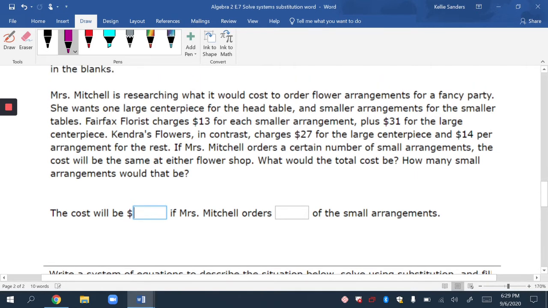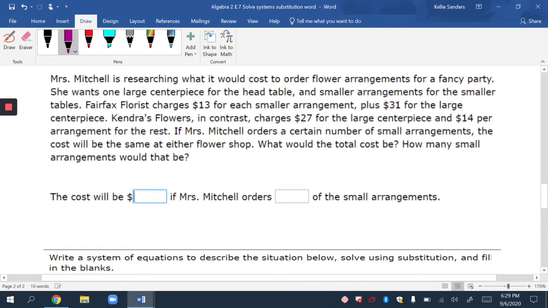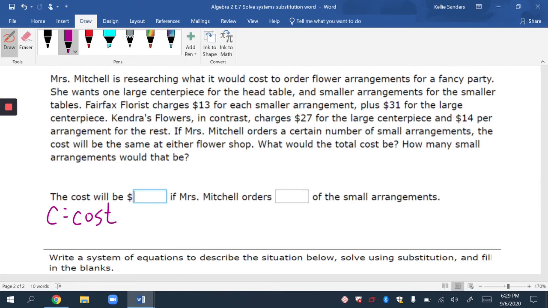So we're going to do C for cost and A for small arrangements. Again, I don't want to use the letter S because I don't want it to look like a 5. Okay, so for Fairfax, how much would it cost? So if I want to know how much it's going to cost, I'm going to use the letter C at the beginning.